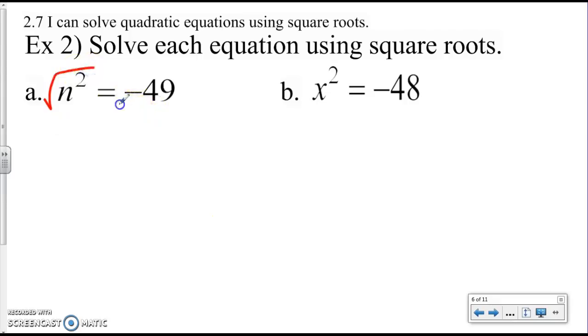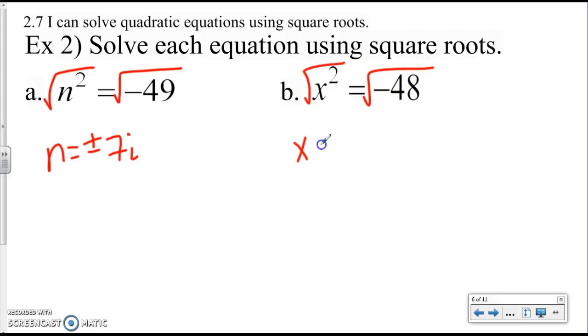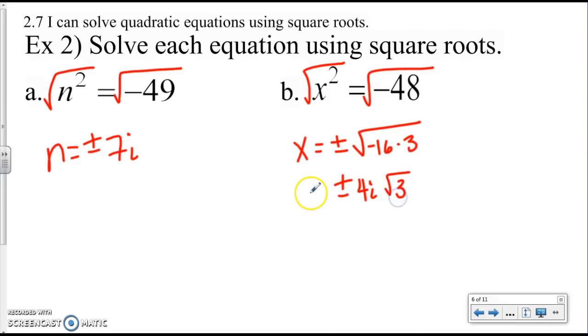Square root on both sides to get rid of that square. Now, the square root of 49 is 7, but because it's negative, remember that we have to have an i there, and again, don't forget your plus or minus sign. Okay. B, square root of both sides. Now, I cannot take the square root of -48, so I'm going to find my biggest perfect square that goes into 48, and it's actually 16. So the square root of -16 is 4i, and then the 3 is going to stay inside the radical.